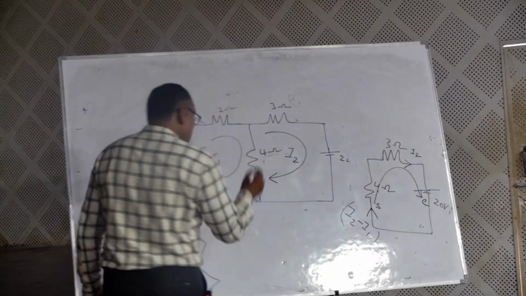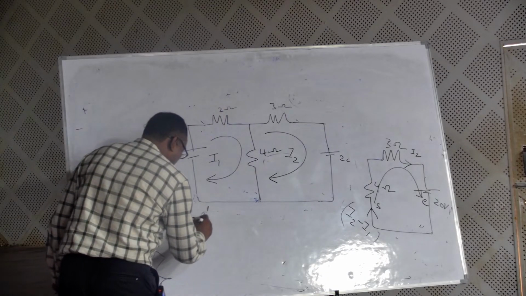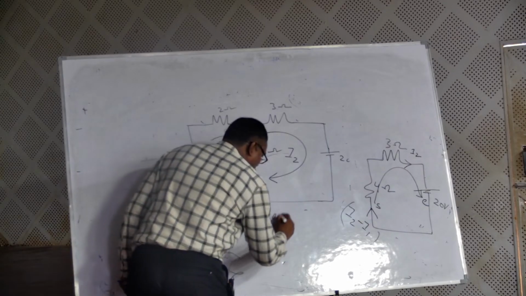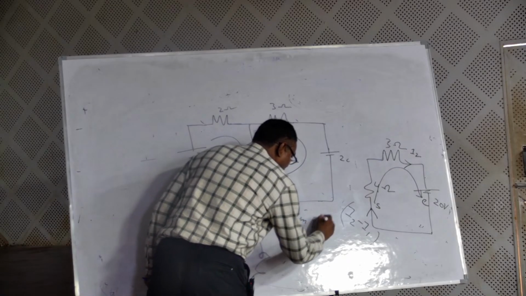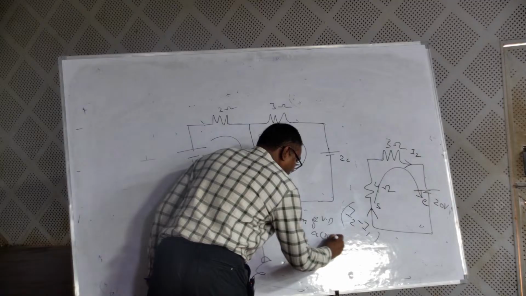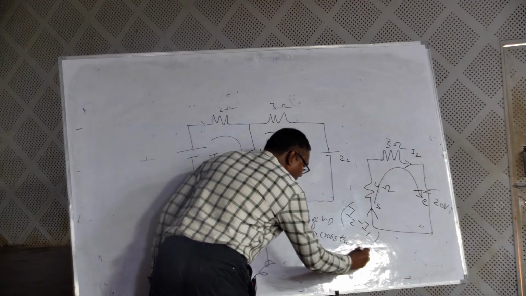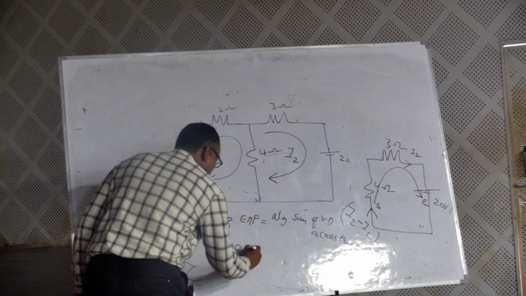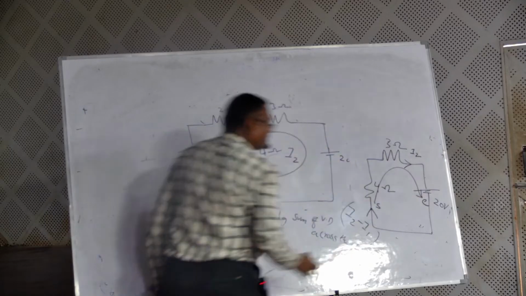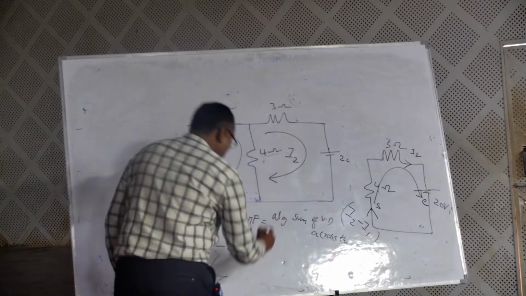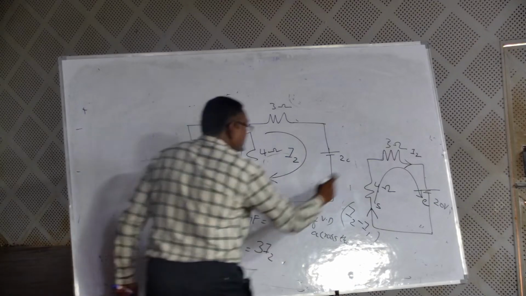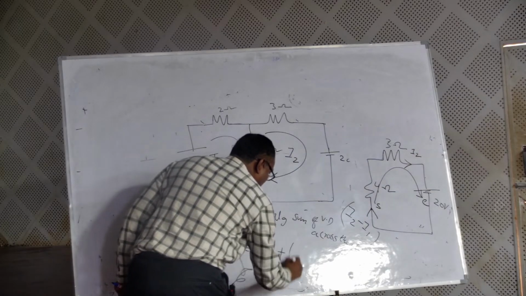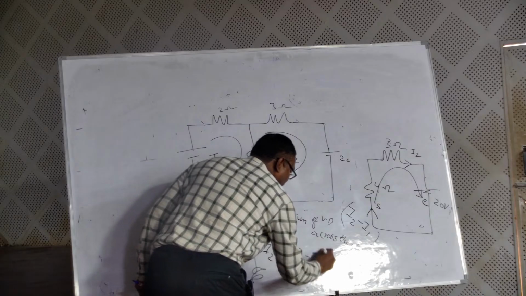Again, write the statement: algebraic sum of EMF is equal to algebraic sum of voltage drops across the elements. What is the sign convention? Minus 20, since I'm going from plus to minus. Then the drops: the first drop is current into resistance, the second drop is current into resistance plus (I2 minus I1) into 4.